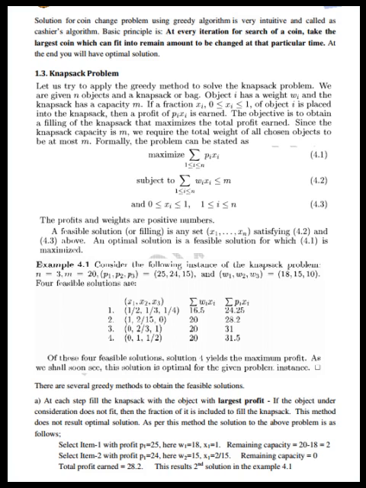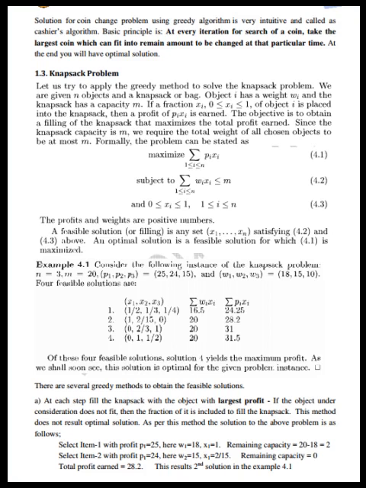The objective is to obtain a filling of the knapsack that maximizes the total profit earned. Since the knapsack capacity is m, we require the total weight of all chosen objects to be at most m. Formally, the problem can be stated as follows. The profits and weights are positive numbers. A feasible solution or filling is any set x1 up to xn satisfying 4.2 and 4.3 above. An optimal solution is a feasible solution for which 4.1 is maximized.